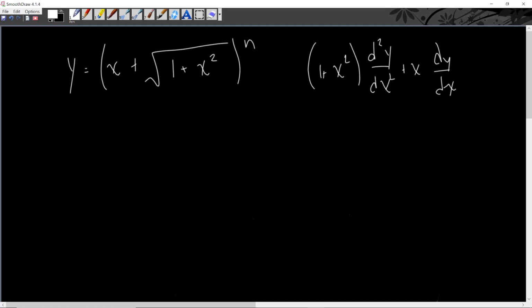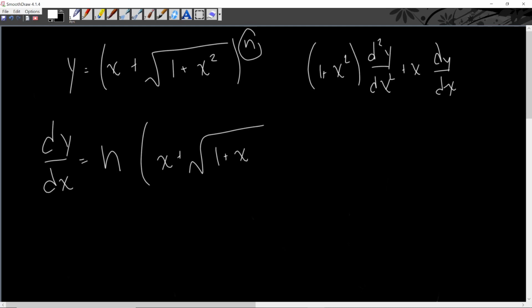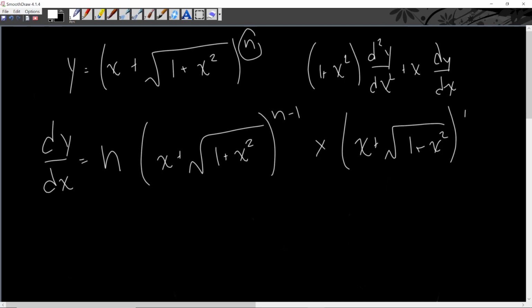Fine, I'll do it. It's not implicit differentiation, but it is nice. So dy dx is going to be, since it's power of n, we can bring that n out to the front. We have n times x plus root 1 plus x squared to the power of n minus 1. That's our rule. And then since this is a function on the inside, we're going to have to not add, we're going to have to multiply by the derivative on the inside. So x plus square root of 1 plus x squared prime.